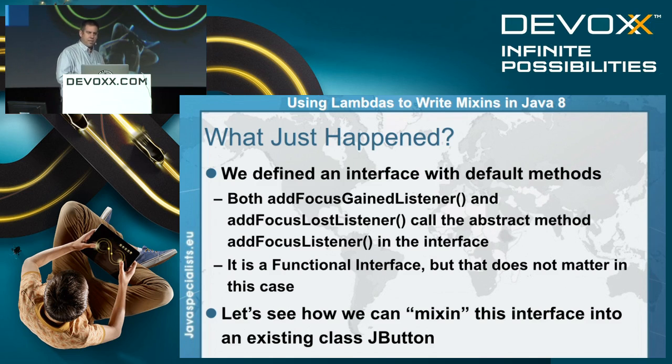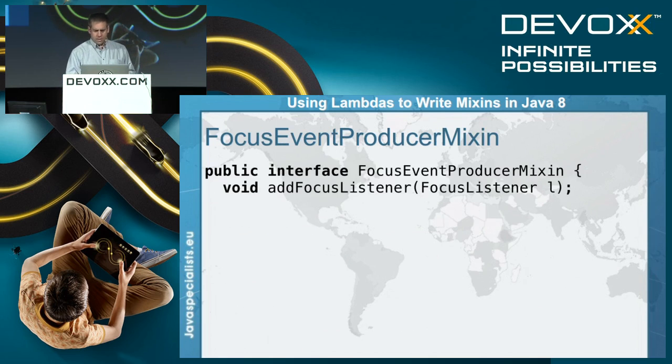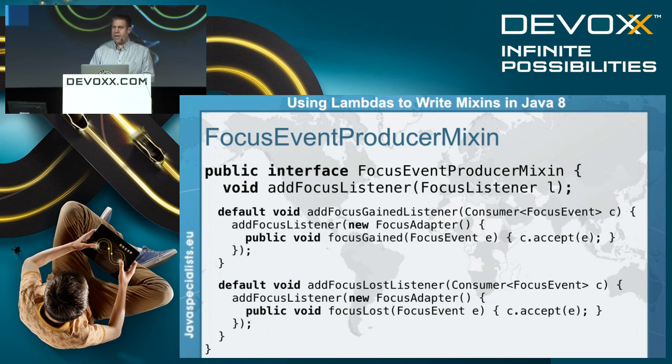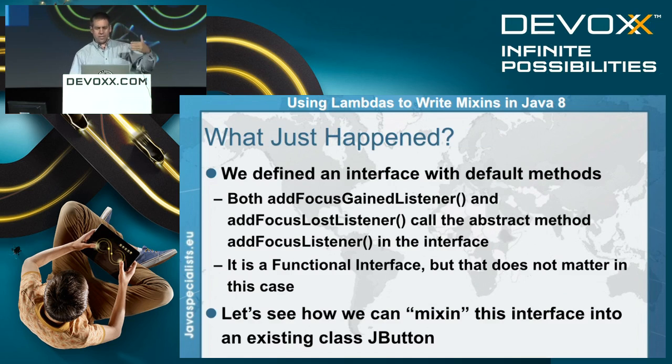Now, the one part which is a little bit confusing is if we go to this previous interface, this interface is a functional interface. But that's, in this case, completely irrelevant. We won't use it as a functional interface. That's just by the way. Nobody cares about that. What is important is that we're using this one abstract method in order to add focus gained listeners and focus lost listeners.